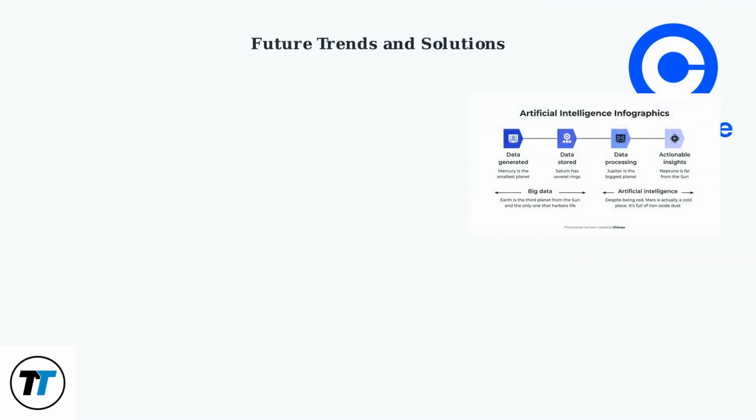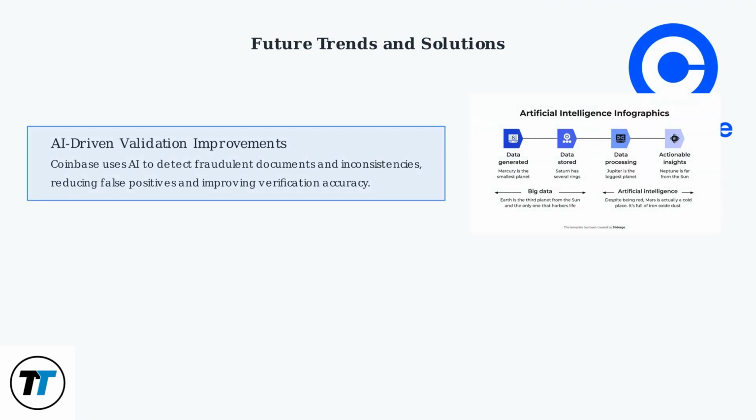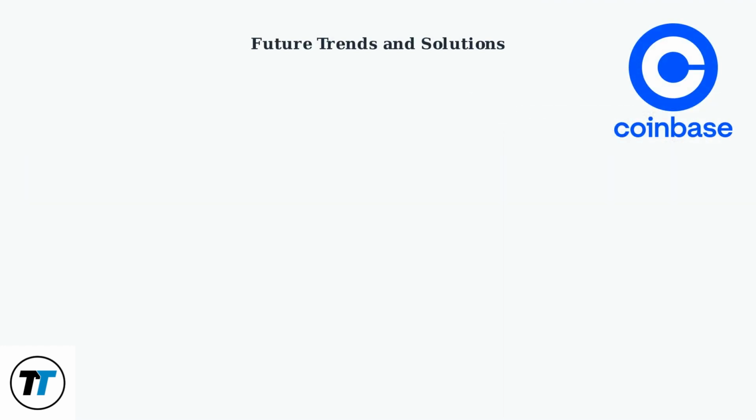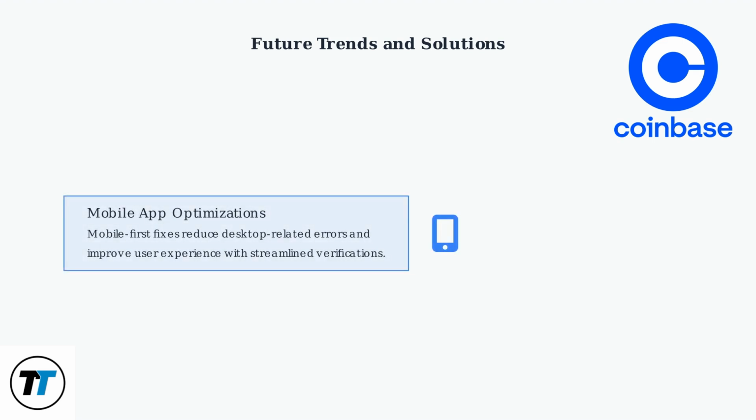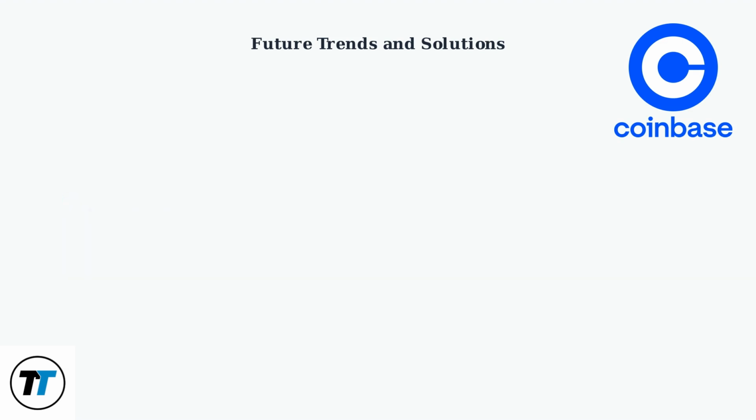Coinbase is actively working to reduce Error 422 incidents through several key innovations. First, enhanced AI-driven validation systems are improving the accuracy of identity checks, reducing false positives and making verifications more reliable. Second, mobile app optimizations are being prioritized as mobile crypto adoption grows. These improvements make verifications smoother and less prone to desktop-related issues.